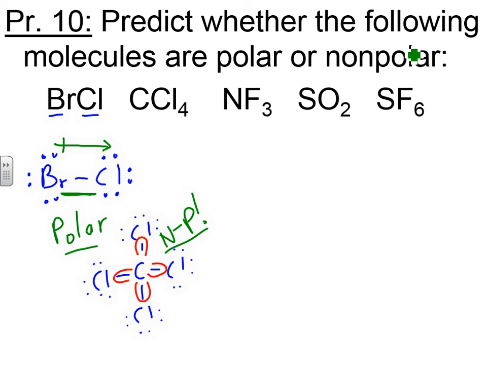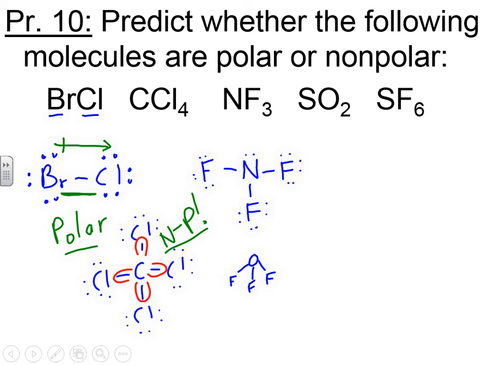NF3, the next one, will actually have a nitrogen and 3 fluorines on the outside, and there's an octet around each fluorine, and nitrogen does have enough to create its own octet. In this case, it actually is trigonal pyramidal. These fluorines actually bend downwards, and so the fluorine here, being more electronegative, will pull the electrons closer to itself. So in this case, this is how it goes.